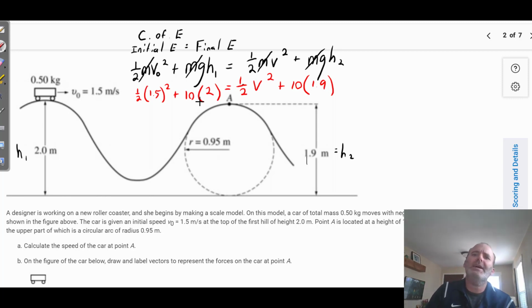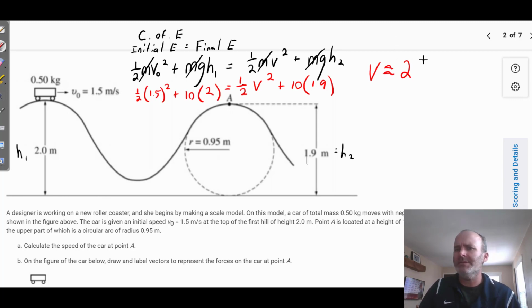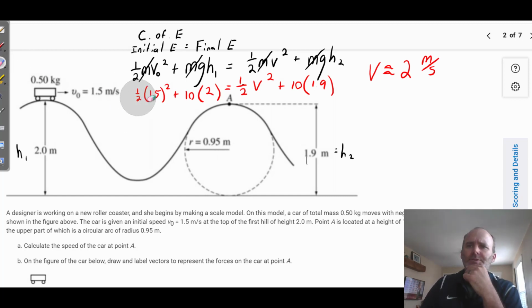All right, got to do a little bit of algebra. I'm not going to do all the steps here, but if I can combine these, do the calculations out, subtract this, and then I end up having to take the square root, but this is what I get. I think I get something around v is equal to, it's right around 2 meters a second. We're going to say 2 to keep the numbers simple. All right, so we have 2 meters a second.